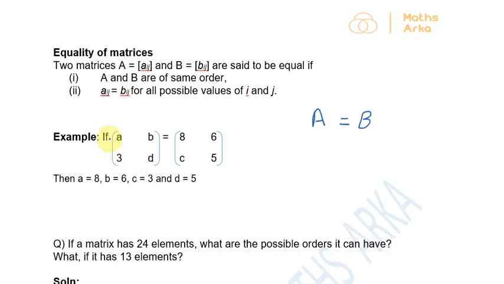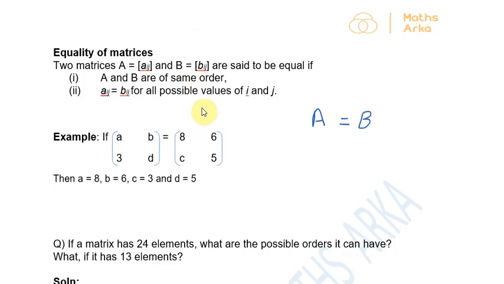For example, what we have taken here are 2 by 2 and 2 by 2, so these are both 2 by 2 matrices. Now for equality we should look at the corresponding elements. In the matrix on the left hand side, we can see that the first row, first column element is A, and for the next part it is 8.